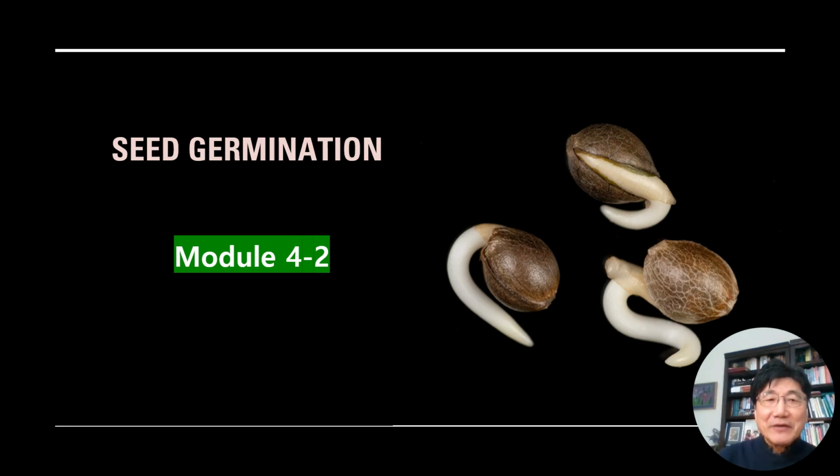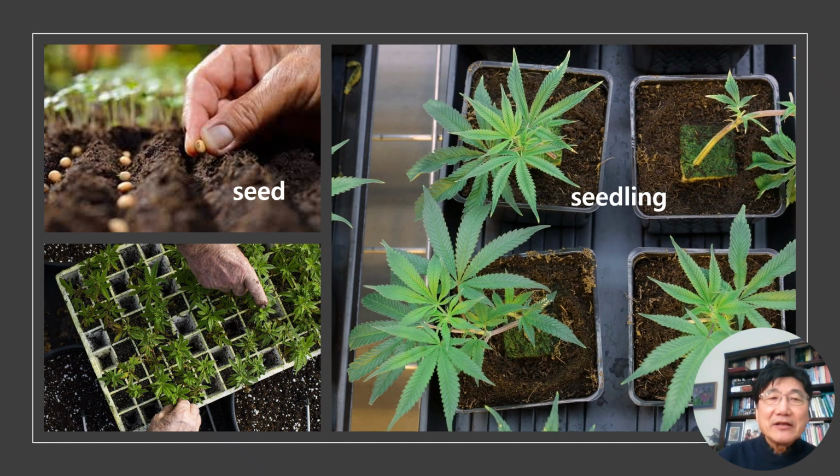Here I'd like to talk about seed germination. Seed germination is the process by which a seed begins to grow into a new plant. Cannabis plants are usually propagated by sowing seeds in seed beds. If a seed has germinated and sprouted, it is referred to as a seedling. A seedling about 5 to 6 inches tall will be transplanted to a larger pot later.